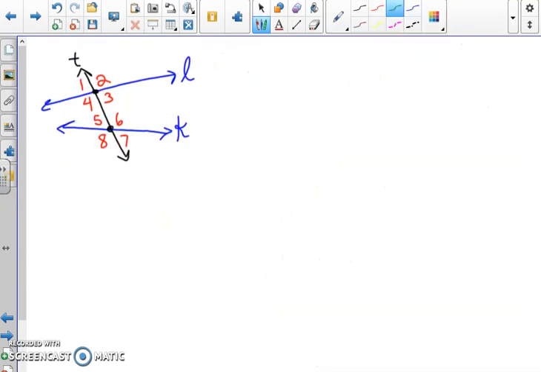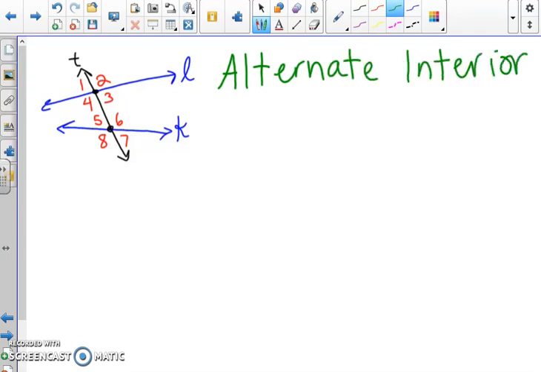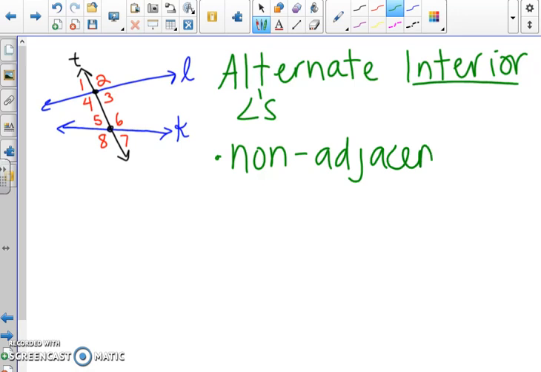The next type of relationship formed by a transversal is alternate interior angles. Alternate meaning they're switching left and right, and they're interior angles. So they're interior angles, they're non-adjacent, and they're on opposite sides of the transversal. Interior, we know that already. They're non-adjacent, that's important. So they're not right next to each other. And they're on opposite sides of the transversal.